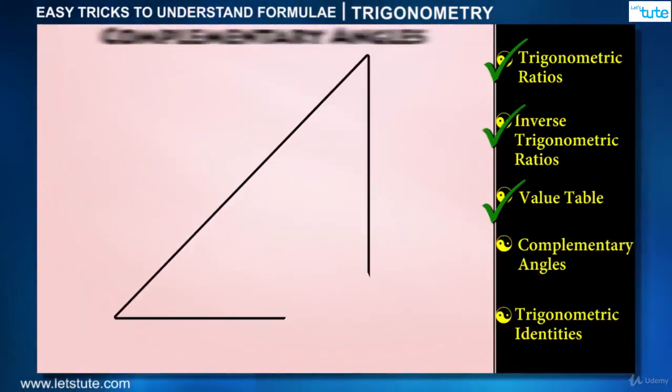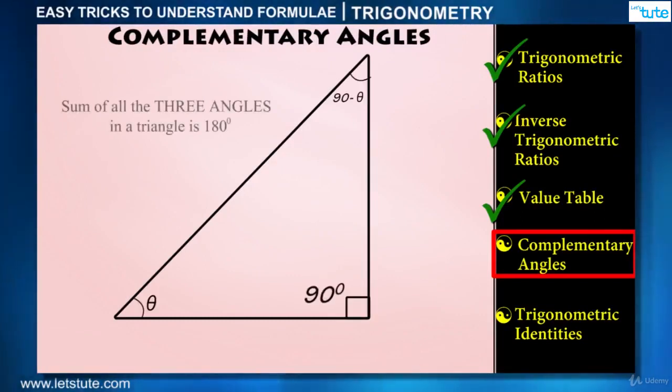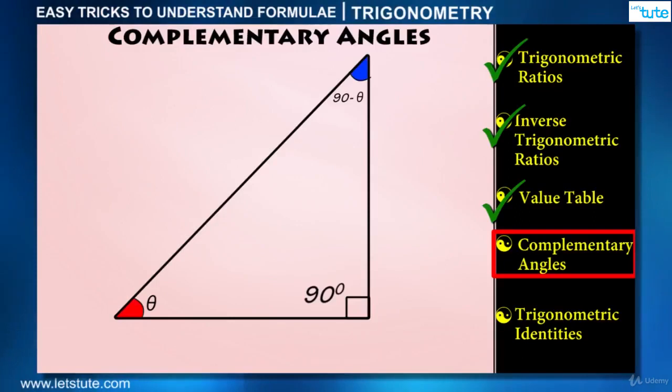I hope this was easy for you. We know a right angle triangle has one fixed angle of 90 degrees. So it is very much obvious that the sum of the rest two angles must be 90 degrees. Therefore, those two angles are called complementary angles because they complete a triangle.